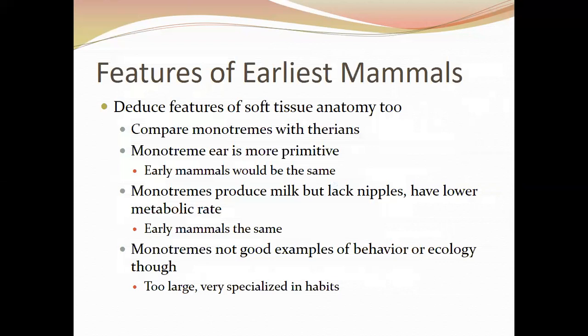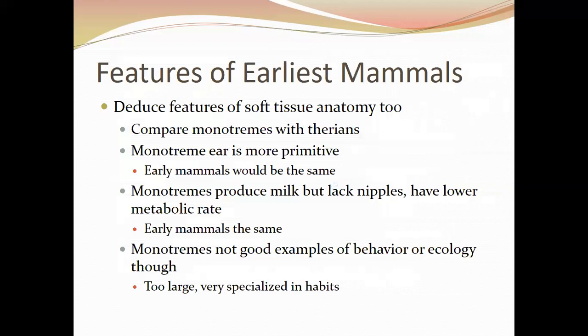Our monotremes have a much more primitive ear. The expectation is that early mammals would have been the same. The cochlea is not highly coiled in the ear, and they probably also, like the monotremes, lacked an external ear. External ears are probably something that evolved later.